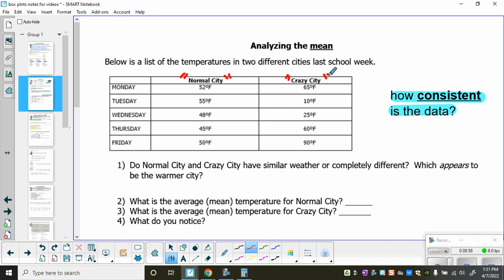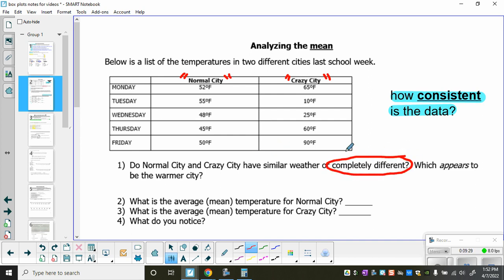I did that on purpose. But first, what I want you guys to look at here and answer on your own is, do Normal City and Crazy City have similar weather, or do they seem to have completely different weather? Just look at Normal City and their temperatures, and at Crazy City and their temperatures. Do these two cities seem to have similar weather or completely different? Now, to me, it looks completely different.